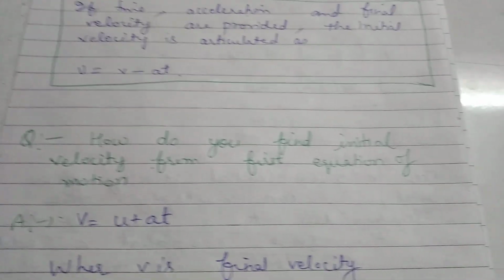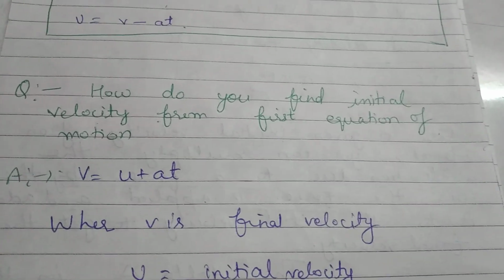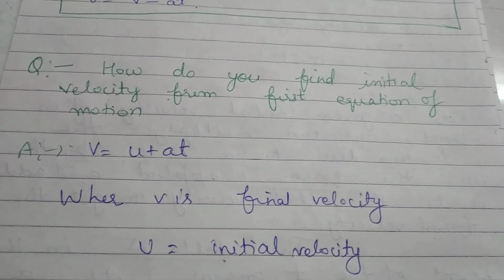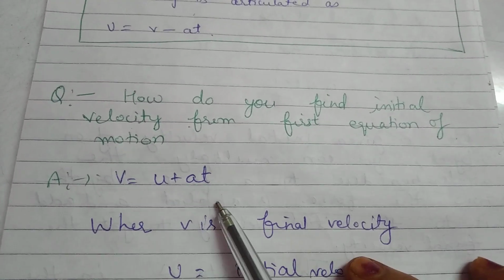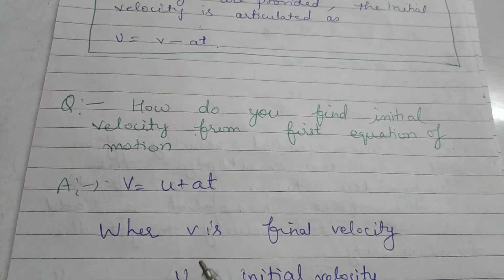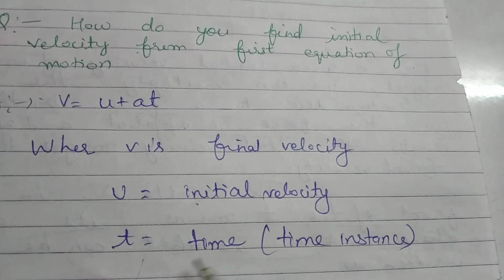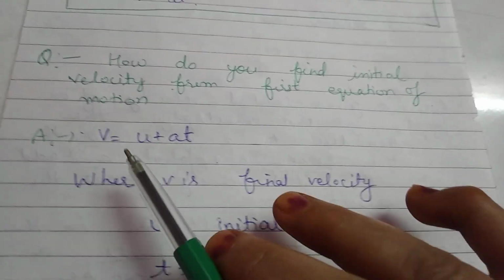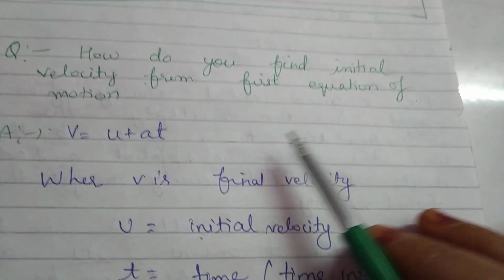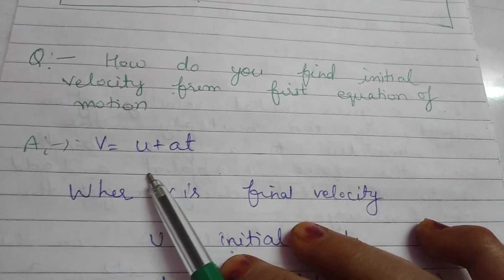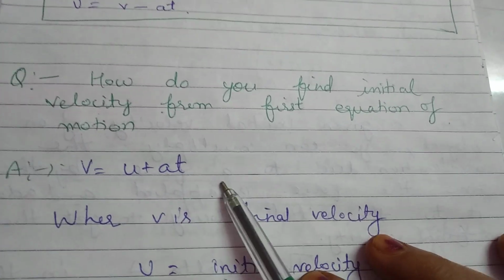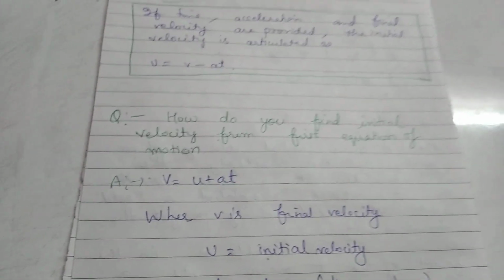How do you find initial velocity from the first equation of motion? v is equal to u plus at, where v is the final velocity, u is the initial velocity, t is the time instance. So we can find initial velocity from the first equation of motion, the formula v is equal to u plus at.